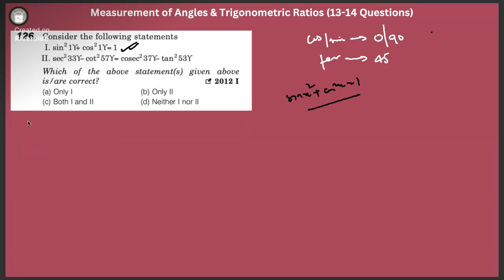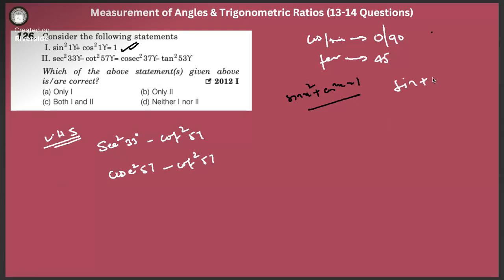Now, the second statement over here, what do you think? Is it correct or wrong? Cos square 57, secant square and cosecant square. Can we write it like that? Yes, sir. Left hand side. I'm just working with the left hand side, LHS. Why? Because sine and cos are complementary, tan and cot are complementary, and secant and cosecant are complementary.